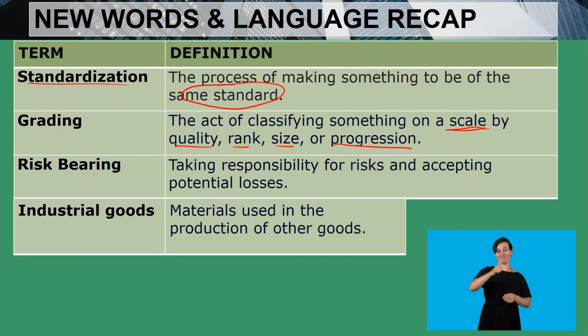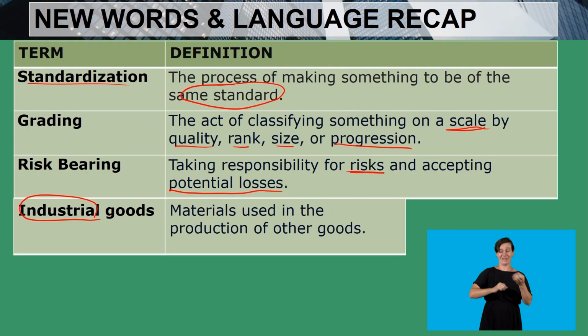We also have what we call risk bearing, which is taking responsibility for risks and accepting potential losses. So it might happen that as I am transporting my products, they can get damaged or stolen. So I need to put those factors into consideration.